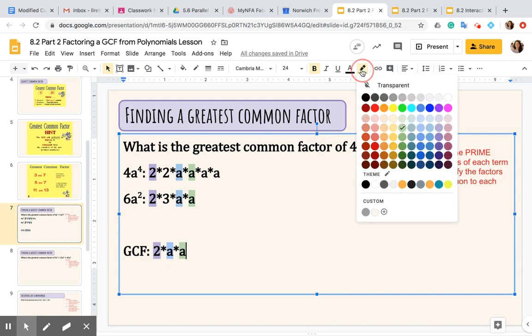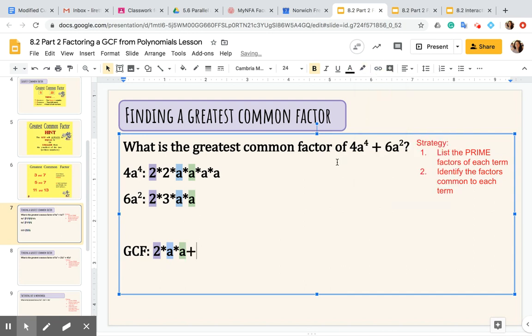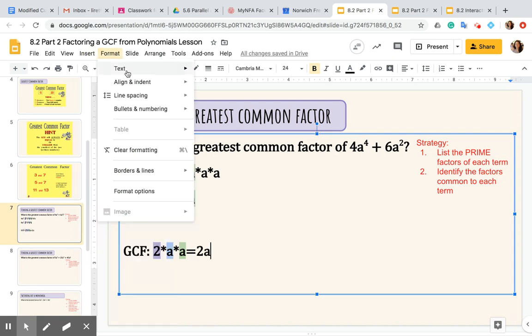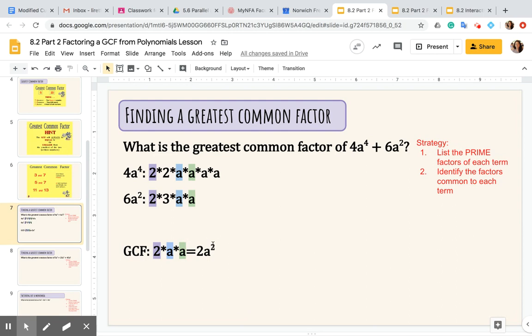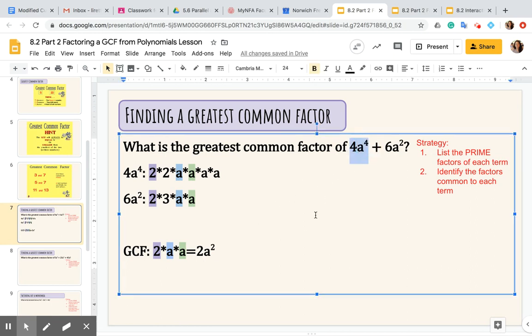And then to get my final answer for what that GCF equals, you just multiply them all together. 2 times A times A is 2A squared. Here's my GCF. Okay, that's my final answer, 2A squared. So the thing that's going to be the greatest common factor is 2A squared. I could divide this term by 2A squared and not have any remainders. I could divide this term by 2A squared and not have any remainders.